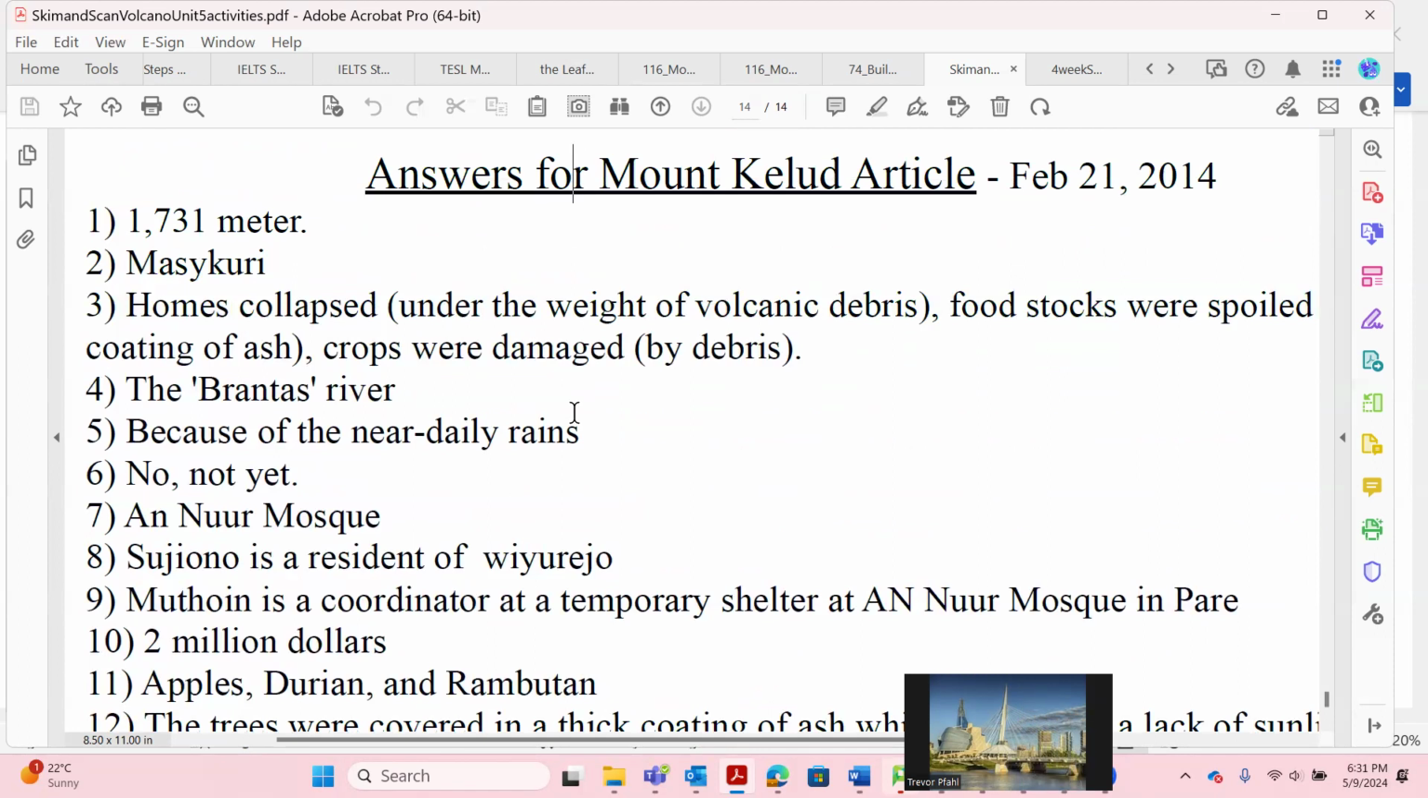We did Mount Peru, but I don't think we went through these answers, because there's 2 or 3 articles about them. I know we did some of these, but I don't remember the last 2. We did until 9. Oh, we did till 9. Okay.